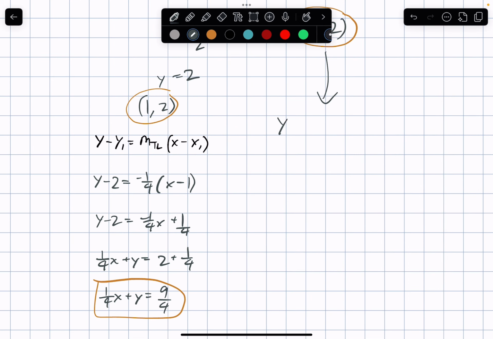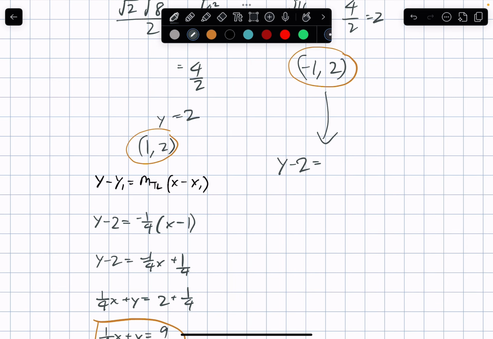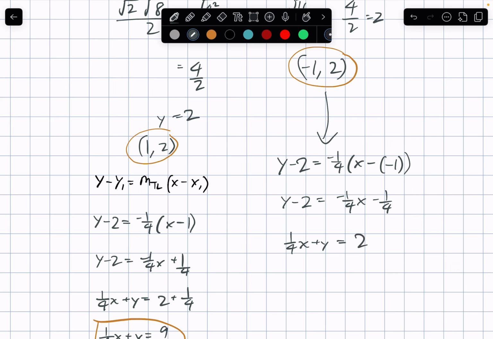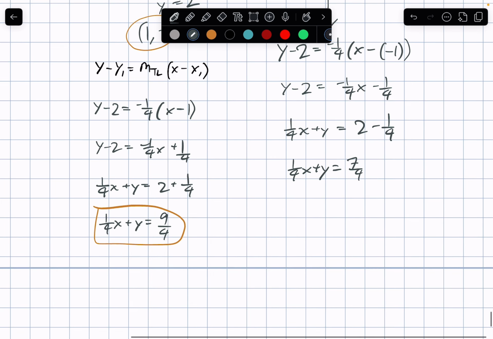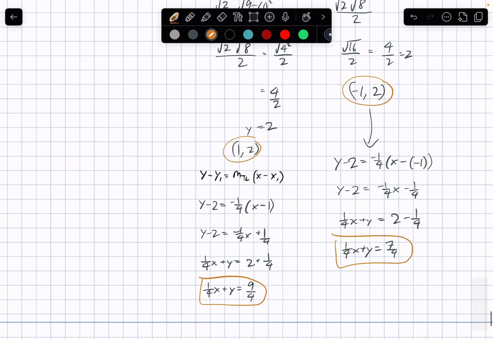So same thing, y minus 2 equal to negative 1 over 4 times quantity x minus negative 1. So y minus 2 is equal to negative 1 over 4 x minus 1 over 4. 1 over 4 x plus y is equal to 2 minus 1 over 4. 8, 7. Okay, these are the two equations.